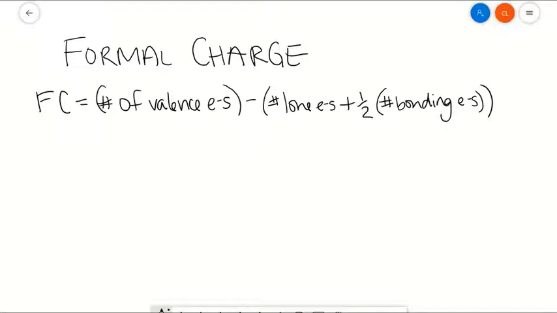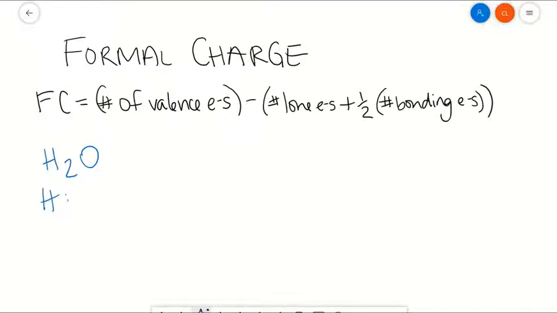All right, and you can be following along with this on your handout. There is a page with formal charges. So let's do a practice with water. We're going to draw our Lewis structure for water, and then we are going to calculate the formal charges.